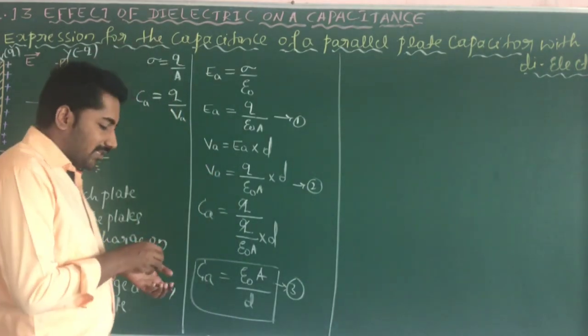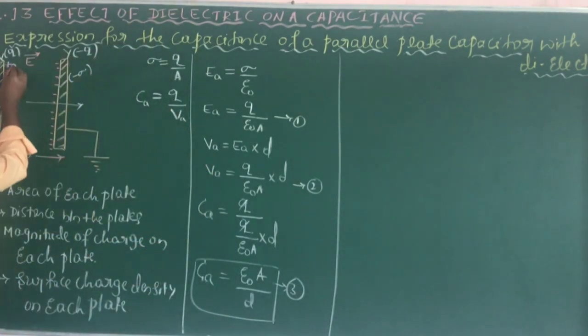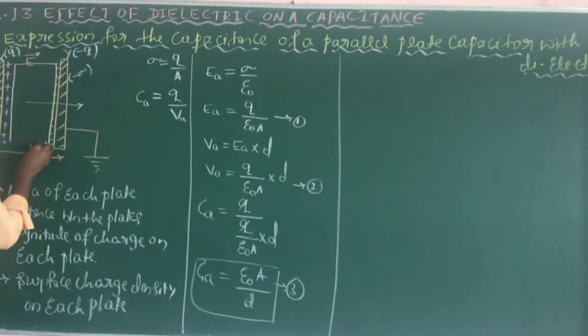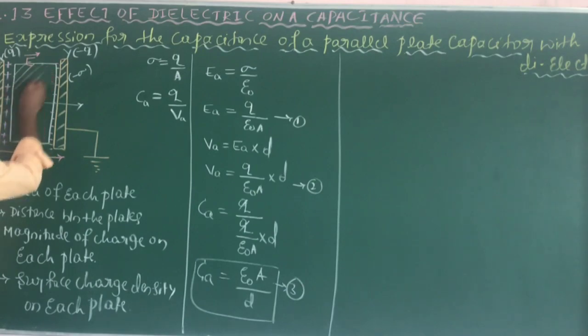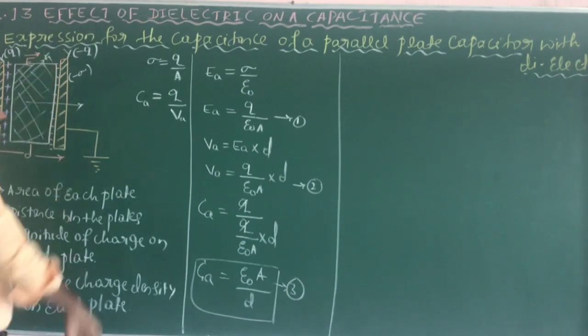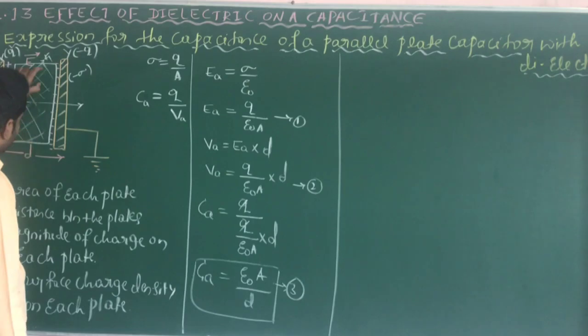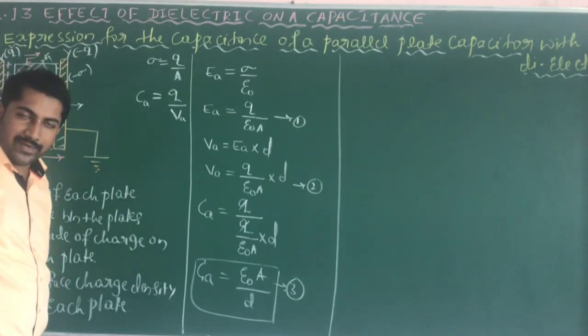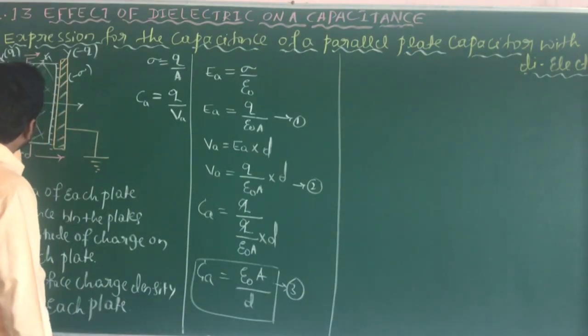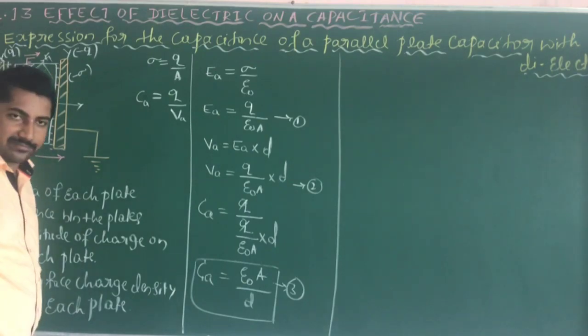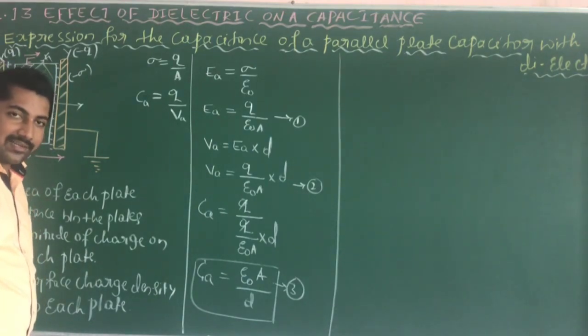But when a dielectric medium is introduced between these two plates, here this is the dielectric medium or the dielectric constant. The dielectric medium is nothing but an insulator, and it is introduced between these two plates. Now the electric field is.